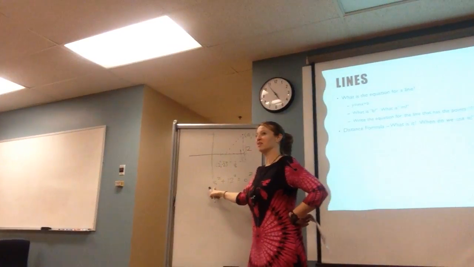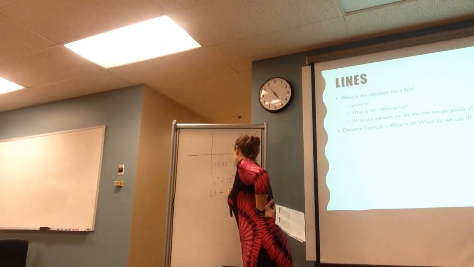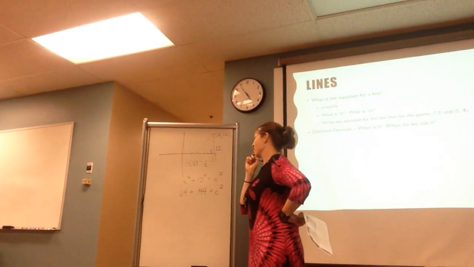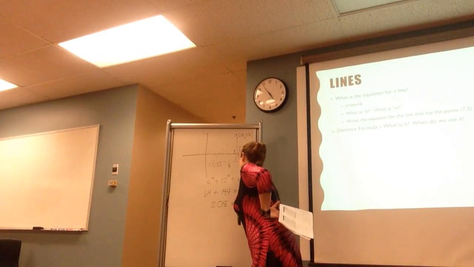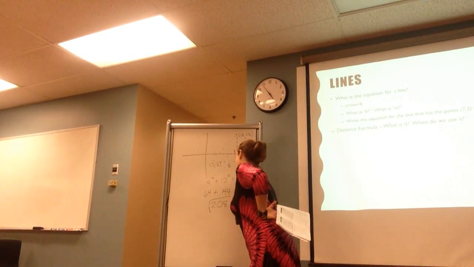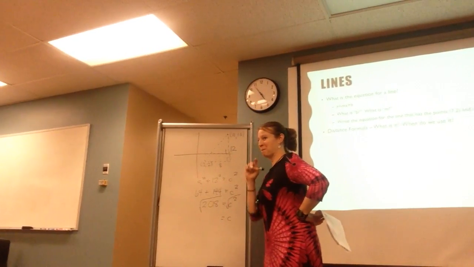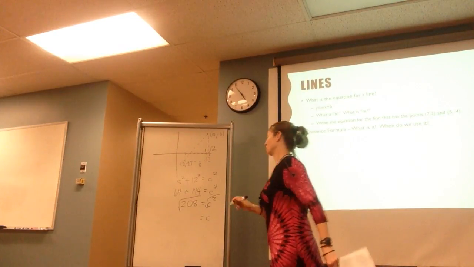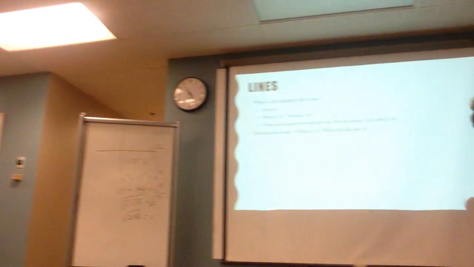What's 8 squared? 64. What's 12 squared? What's 64 plus 144? 208? Did I make that up? What's the square root of 208? Okay, I'm just going to leave it as the square root of 208. Okay, so we found it that way, but you can also use the formula.